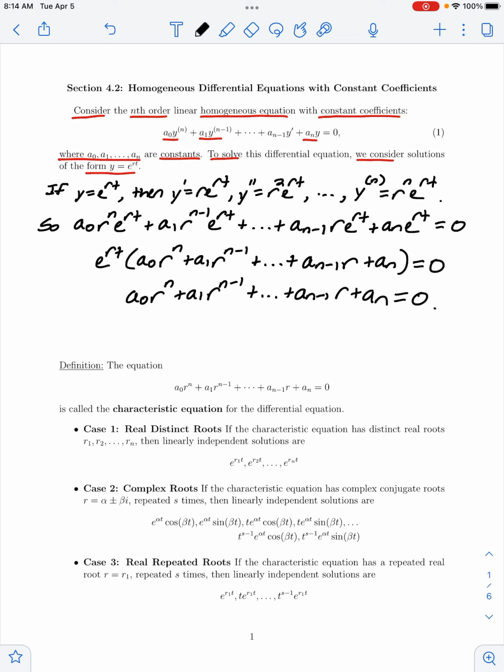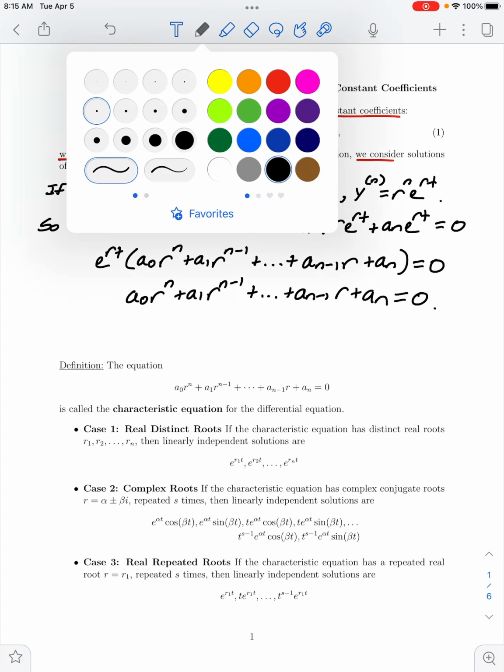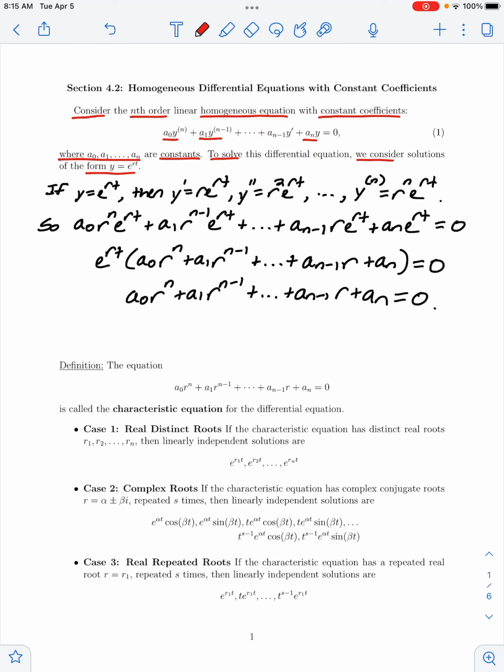So by looking for solutions of this exponential form, we can reduce our differential equation to an algebraic equation where we're looking for the roots of this nth degree polynomial. So this equation that we're left with is called the characteristic equation for our differential equation.